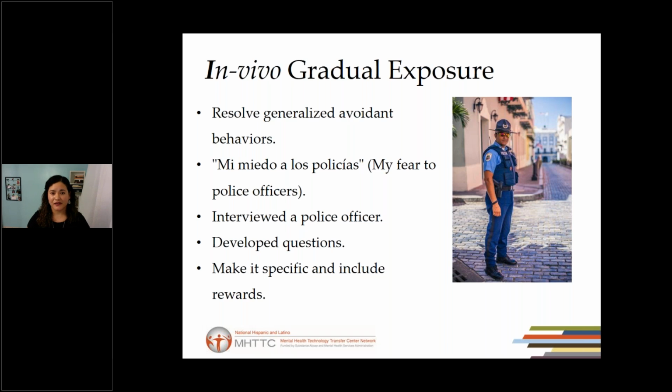In the in-vivo exposure, as I mentioned, she had a lot of fears of police officers. Mom explained to me that when they were on public transportation and she saw police officers, even really far away, she started shaking and crying. So through the different sessions, we worked through that.